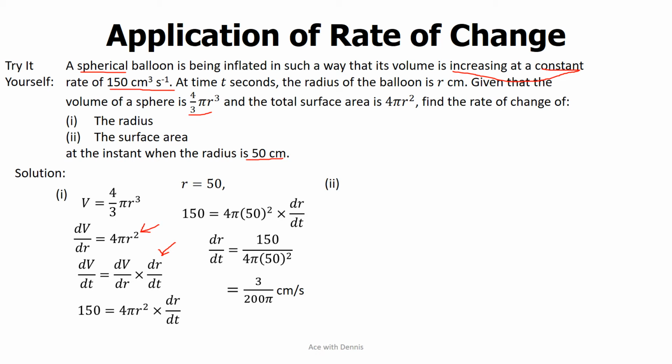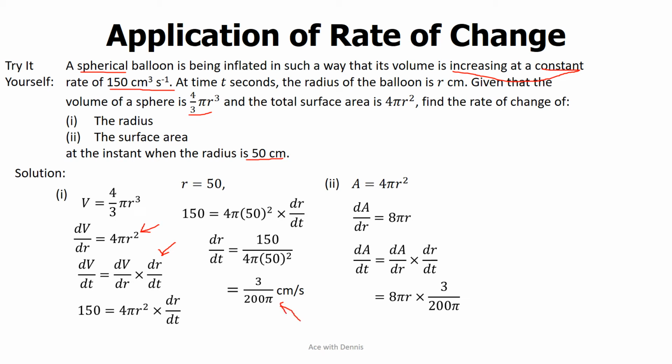Solution for part 2. Given that the area is 4 pi r squared, we do similar steps. We differentiate the area: dA over dr equals 8 pi r. Hence, dA over dt equals dA over dr times dr over dt. So, dA over dr is 8 pi r, and dr over dt we have already found in part 1.